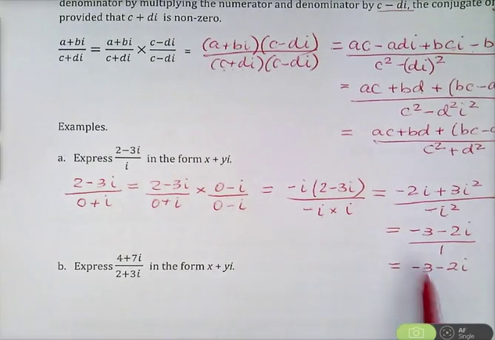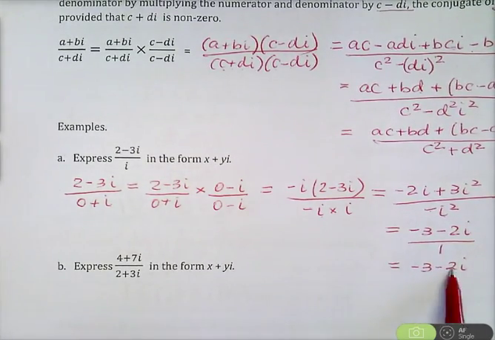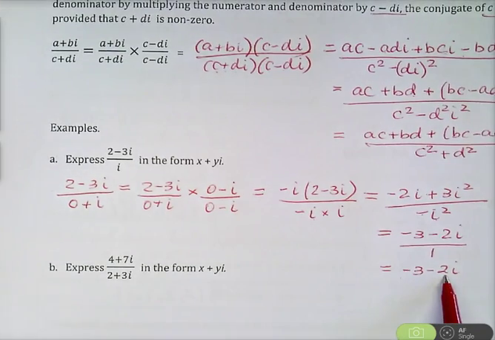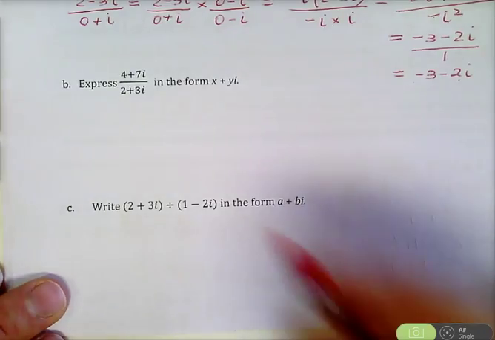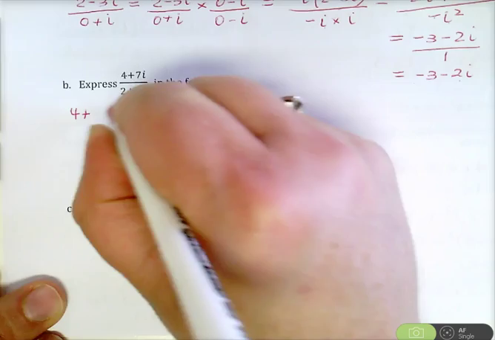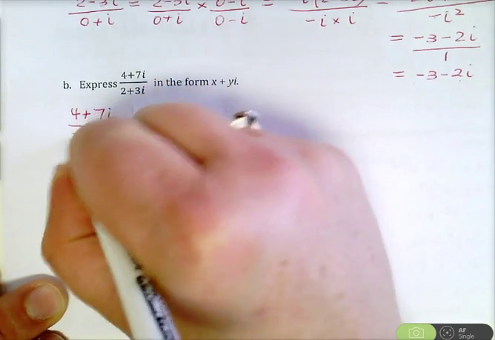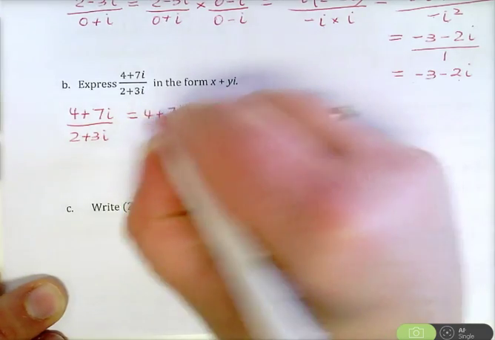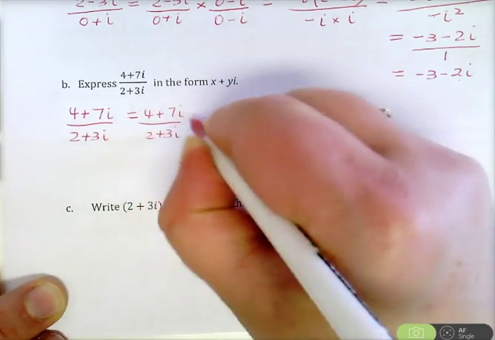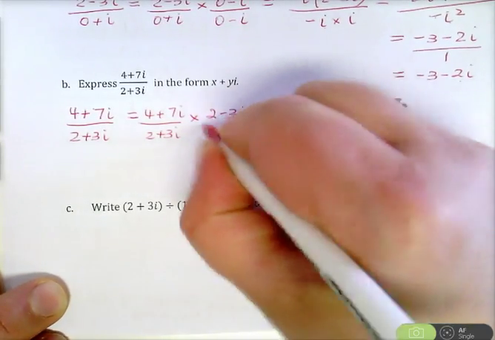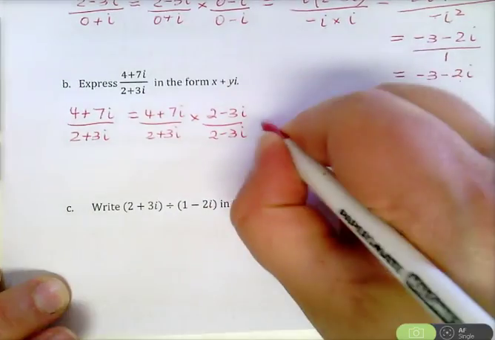So this is now in the form of x + yi, noticing that x is -3 and y is -2. Okay, next example, expressing the following in the form x + yi, (4 + 7i) over (2 + 3i). That's a division problem again. So to do this, we multiply by the conjugate complex number of the denominator, which would be (2 - 3i) over (2 - 3i).